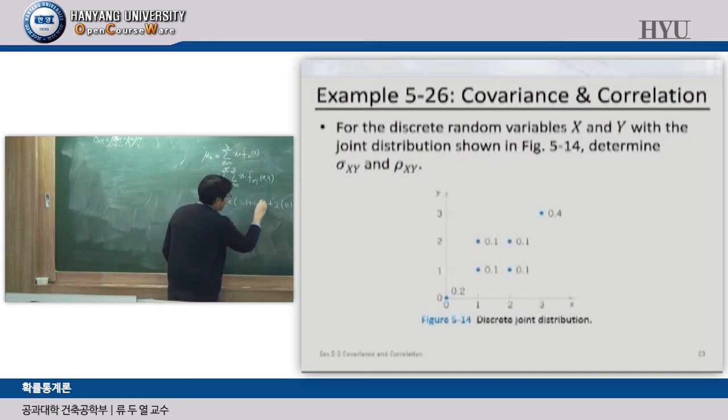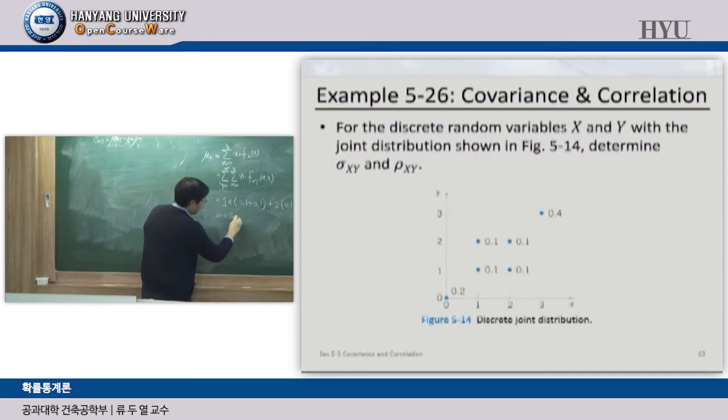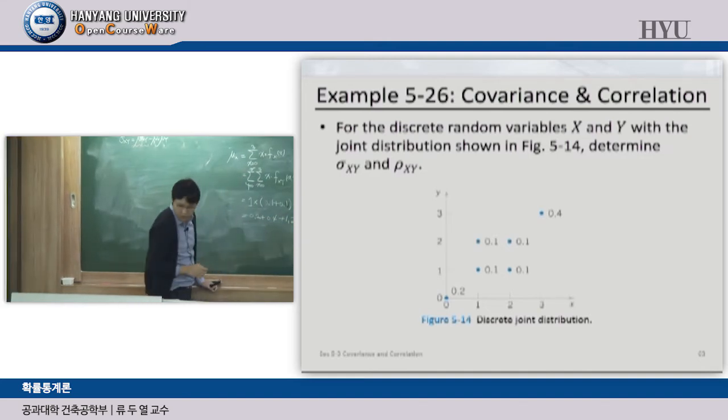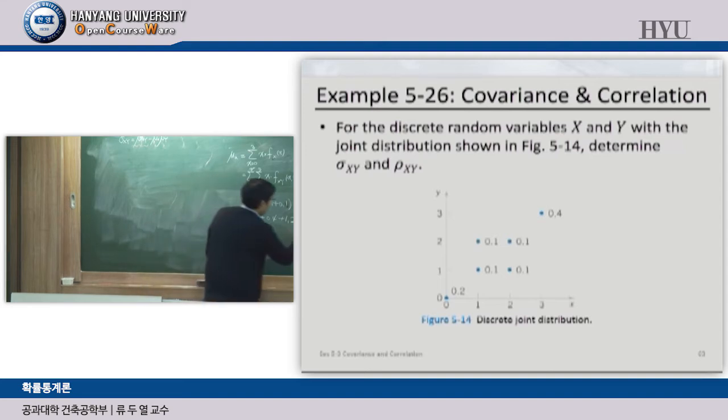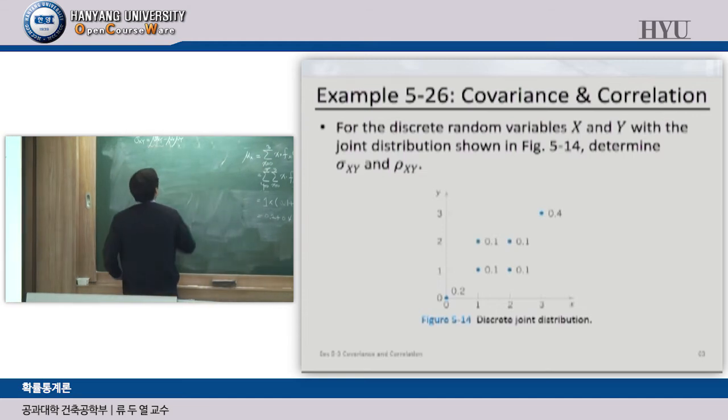Sorry, yeah, this is 0.1. So that is equal to 0.2 plus 0.4 plus 1.2, which is equal to 1.8. So mu x is equal to 1.8.